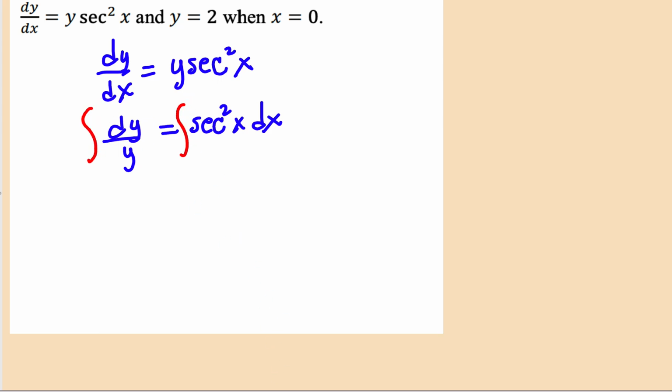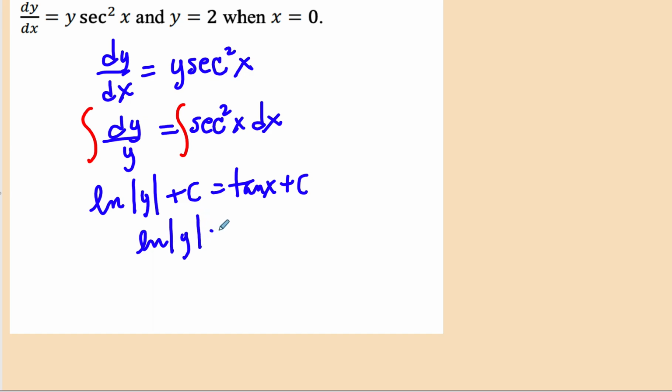And now I'm going to have the natural log of the absolute value of y. That's why I had to talk about absolute value, because we're getting an absolute value. And this is plus c equals tan x plus c. And I'm not doing sub 1 and sub 2. I think what I'll do is I'll just take the c to the other side, and we know we're going to have a constant.